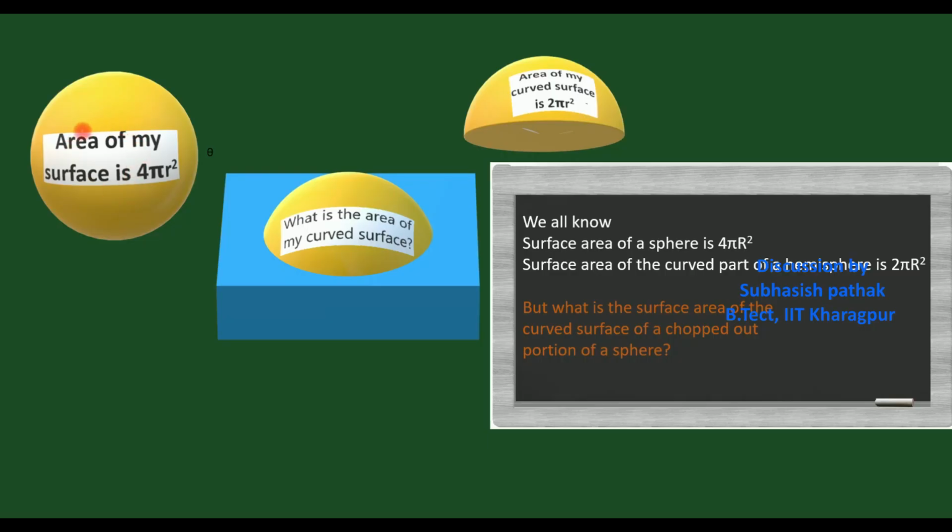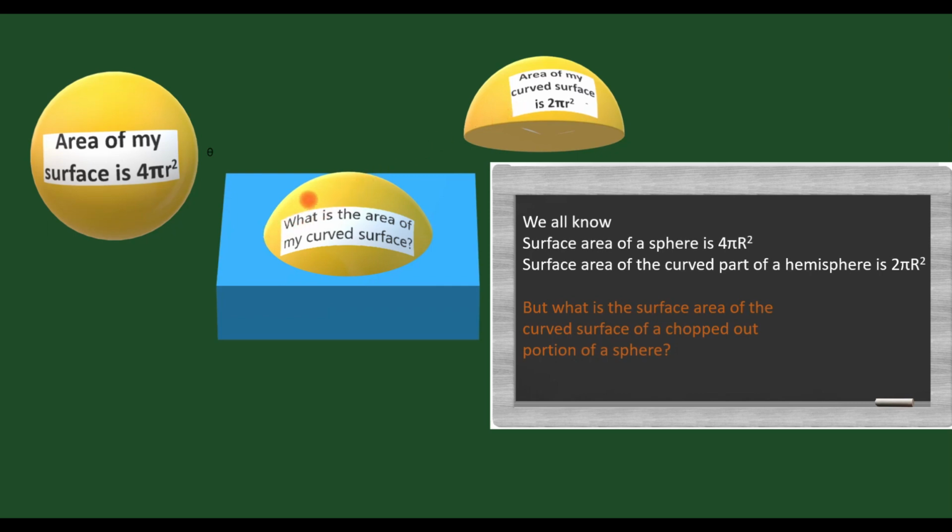This is a solid sphere of radius r. Its surface area is 4 pi r square. This is a hemisphere. It has got two surfaces. One is curved and the other one is flat. The area of its curved surface is 2 pi r square. These two are known to almost all of us.